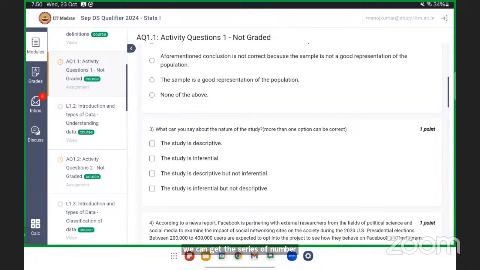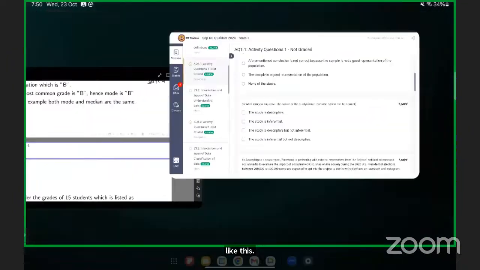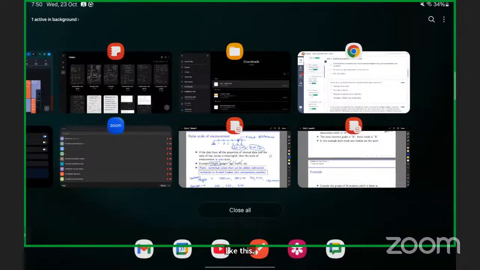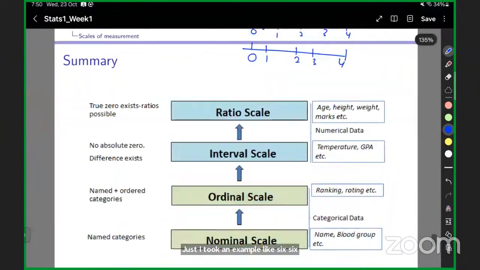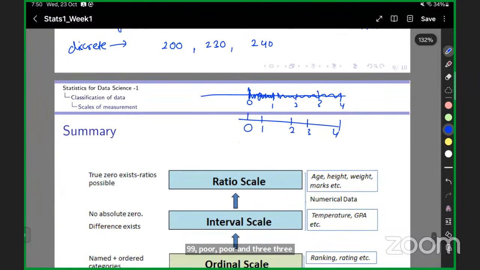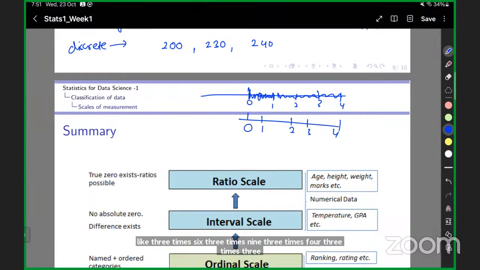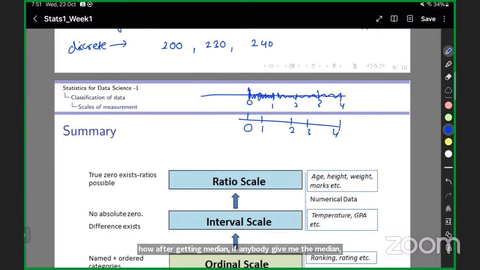Reverse? What are you reversing? I just took an example like 6, 6, 9, 9, 4, 4, 3, 3. We have a series of numbers, like 12 numbers, like 3 times 6, 3 times 9, 3 times 4, 3 times 3. When we sort the numbers, we get the two middle parts, and we get a median. But after getting the median, if anybody gives me the median, how can I find that this median belongs to that series of numbers?